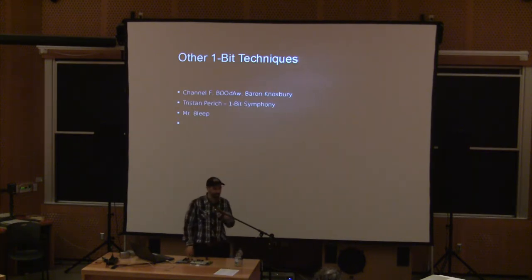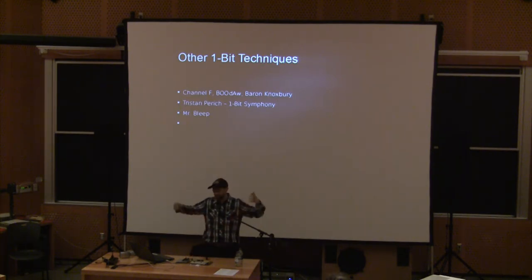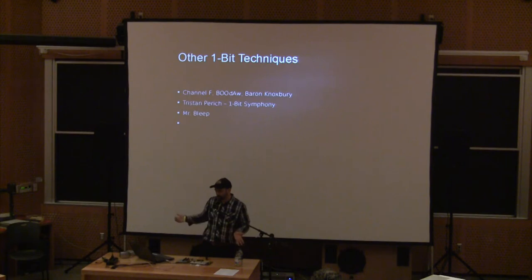If I understand it right, and please jump in if I don't get it, I think the thing could only produce square waves at three different frequencies, but somehow these people managed to make it produce a much wider range of songs. There's another artist out there I'm buddies with named Tristan Parrish, who's produced something called One Bit Symphony. This is where you buy a CD and you press play and it's like a music box.